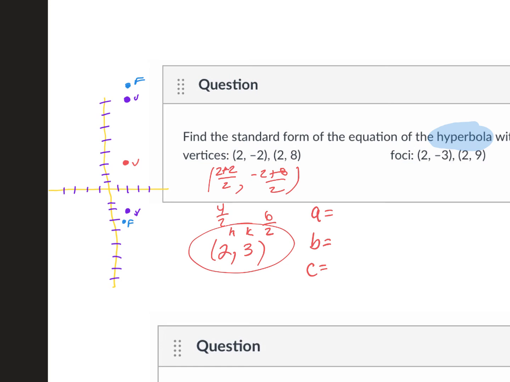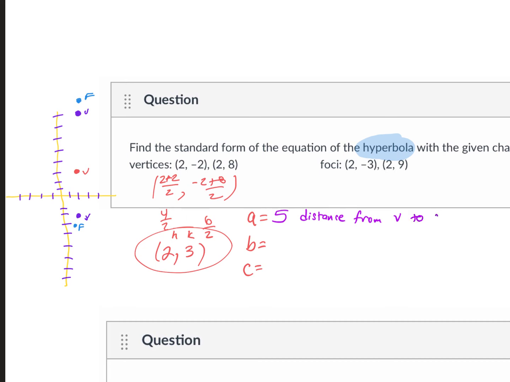What is your A value? Let's see if you guys can articulate that to me. What is A? How'd you get 5? Distance from vertex to center. Good.